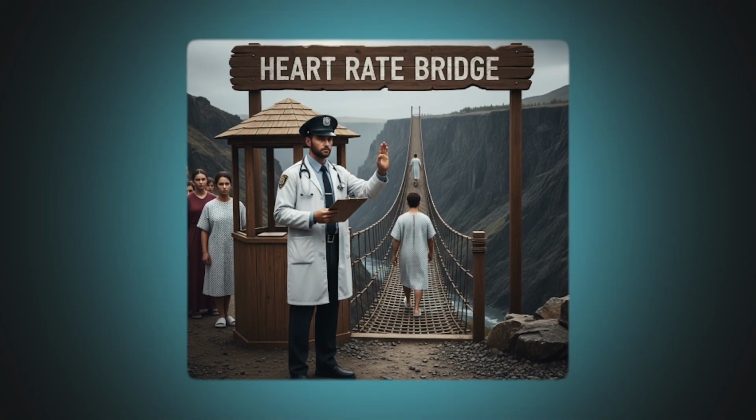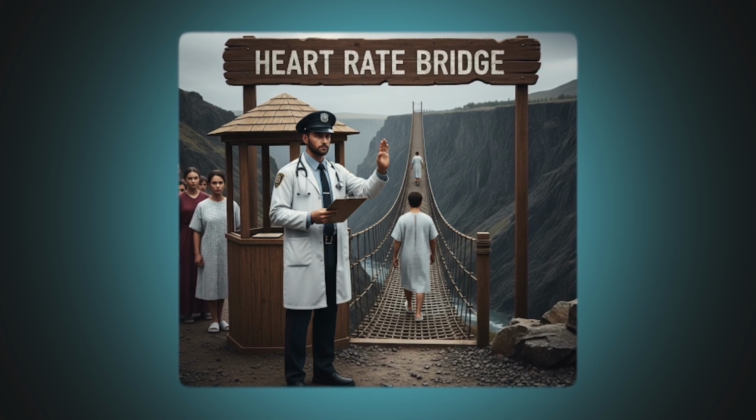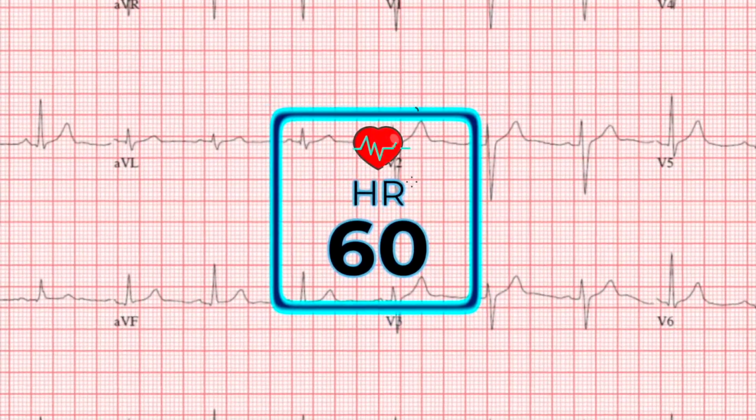The other way to understand this is that it's like having a guard that's stationed at a bridge across a canyon. And the guard lets people go through in an orderly fashion. If the guard lets 60 people cross a bridge in a minute, your heart rate's 60, 90 people is 90.